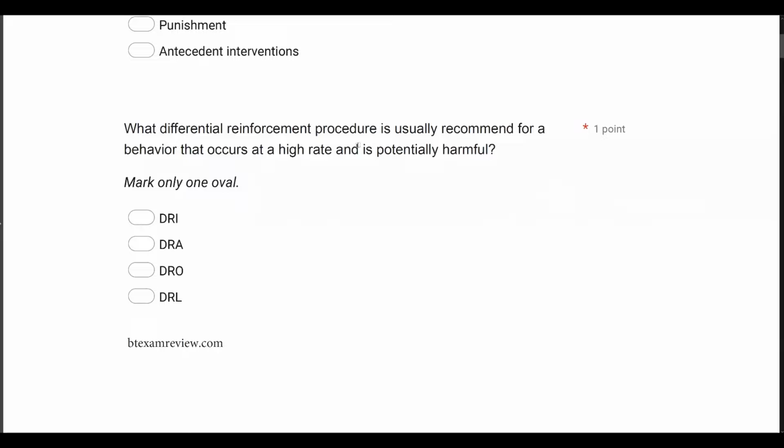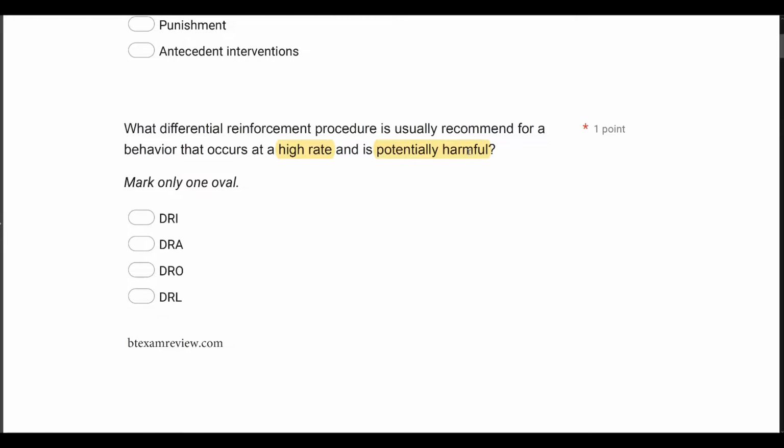Finally, what differential reinforcement procedure is usually recommended for a behavior that occurs at a high rate and is potentially harmful? Okay, we have a high rate behavior, meaning it occurs quite a lot, and it's potentially harmful, meaning we need to act immediately. When behavior is potentially harmful or it is harmful, sometimes we must do more drastic things, right? Because we have to really work to get it under control as soon as possible. So in this case, we're going to do whatever we can to start reinforcing other behaviors, right? We need to get other behaviors in place of this potentially harmful behavior.